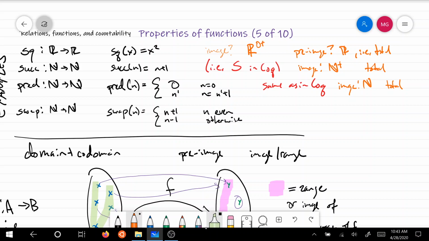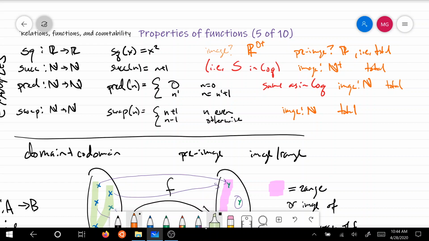Okay, swap. Same story. The image is every number, right? To get to any given number, just choose either the number below it or above it, depending if it's even or odd. And then for the preimage, again, this function is total.